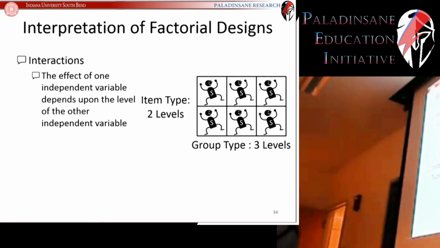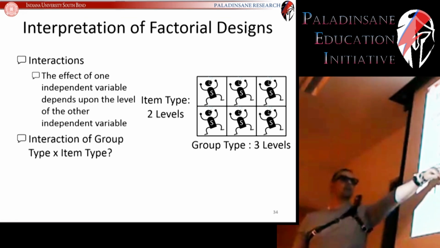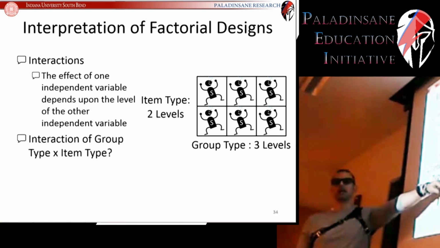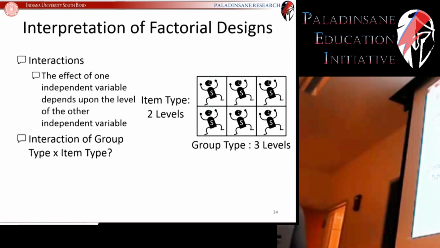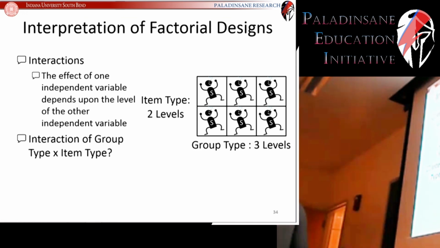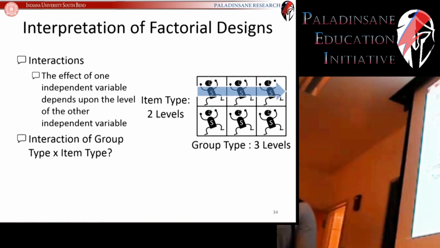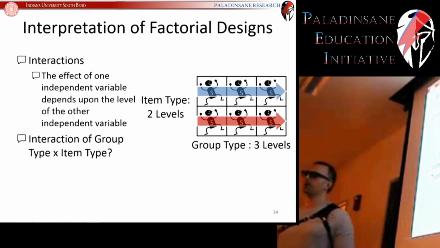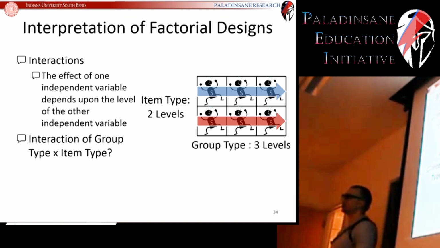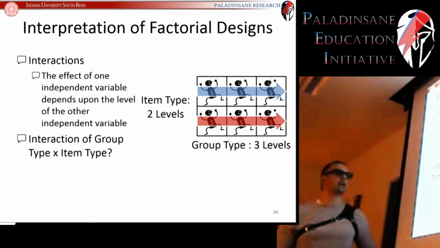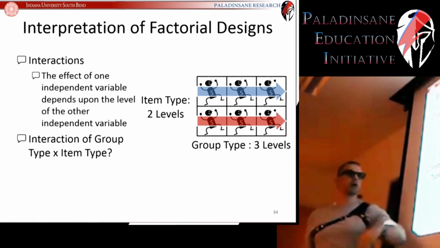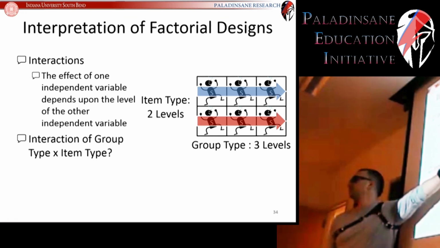So in our study here, we found an interaction of group type and item type. What that means is that the effect of group size for correct items was different than the effect of group size for incorrect items. So if somebody came up to you and said, hey, I heard you did this experiment, what's the effect of group type? How does group size change memory?